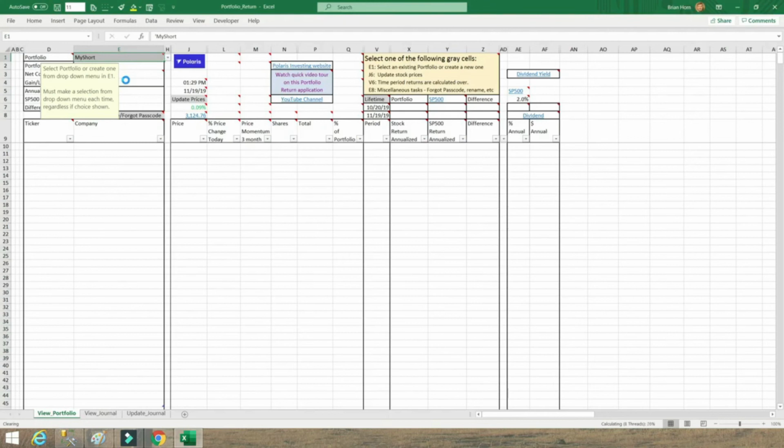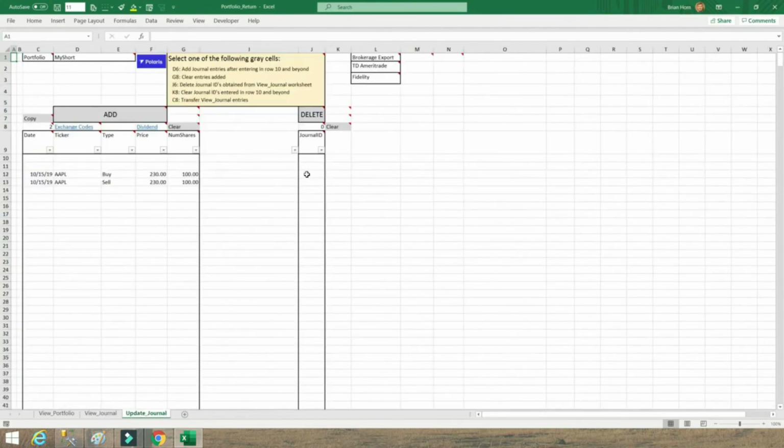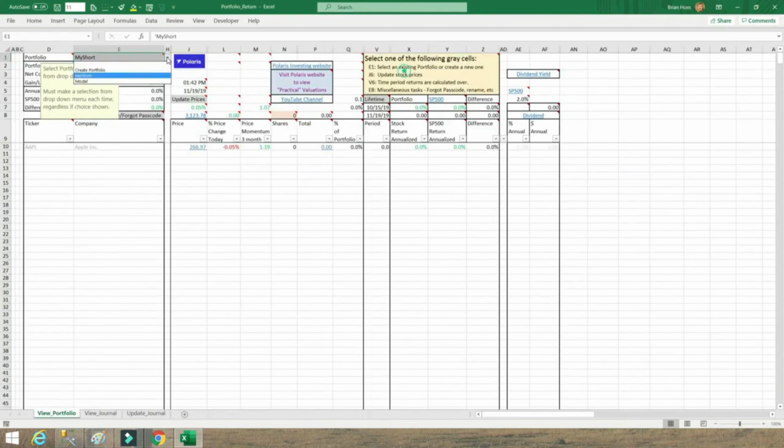After it's refreshed, I'll be able to see the journal ID associated with that dummy buy that I entered. When I come over here, the dummy buy is 8494, so I'm just going to type in that I want to delete 8494, and now delete it. I come back and view the portfolio, and you'll see that it shows just the short sell.